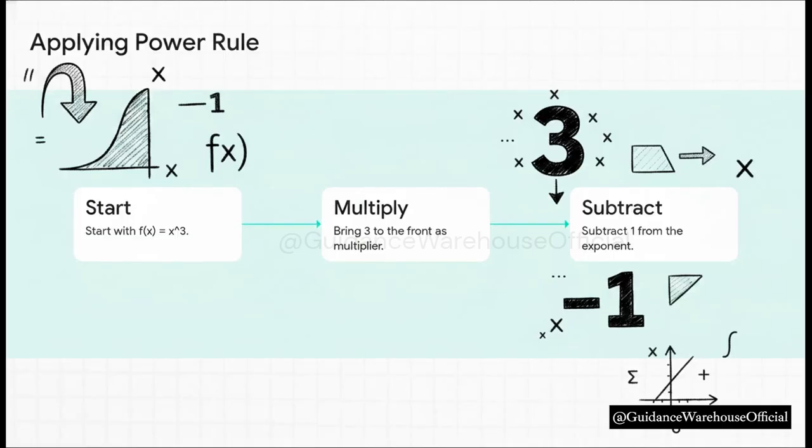Let's make this super easy with a step-by-step example. Step 1, start with the function f of x equals x cubed. Step 2, you take that exponent, the 3, and literally bring it down to the front so it acts as a multiplier. Step 3, subtract 1 from your original exponent. 3 minus 1 is 2. So our final result is simply 3x squared. Drop it down, subtract 1. That is the magic of the power rule.